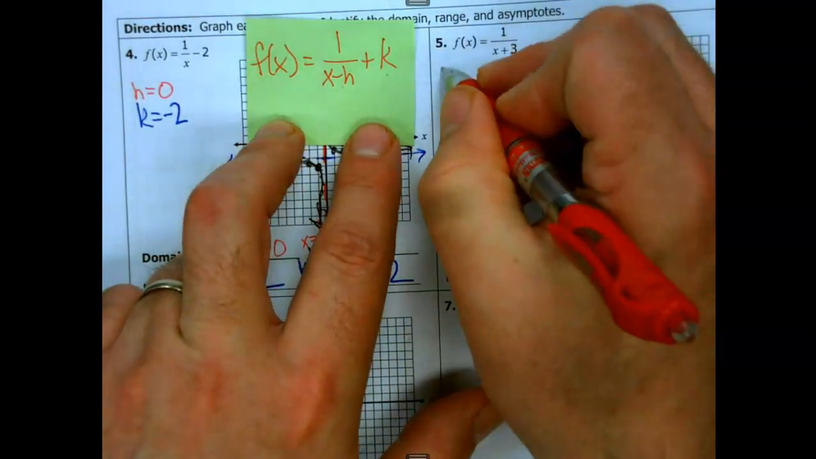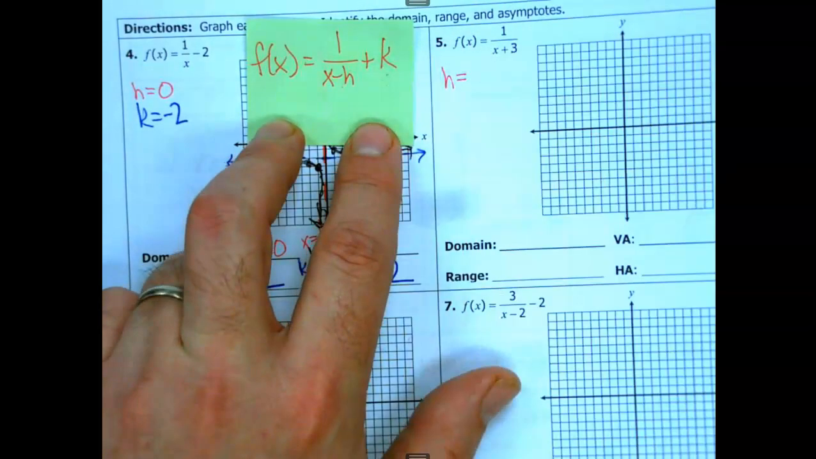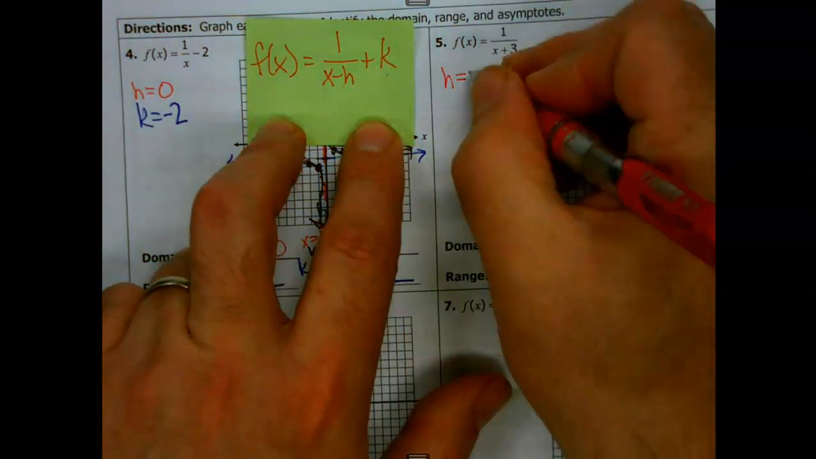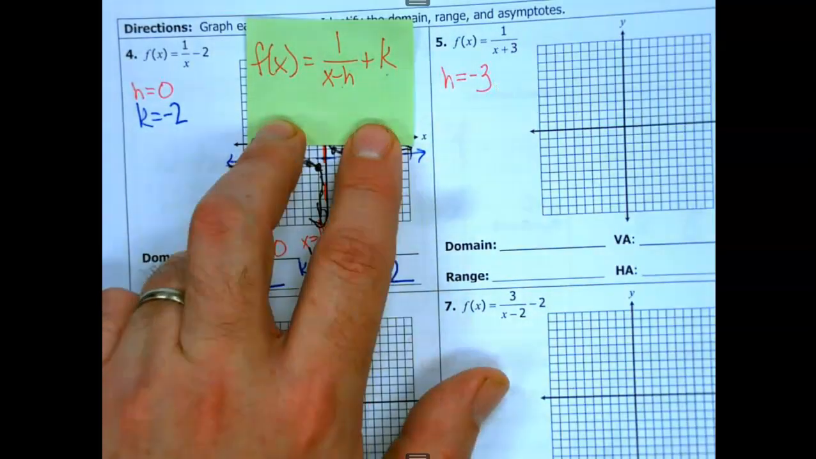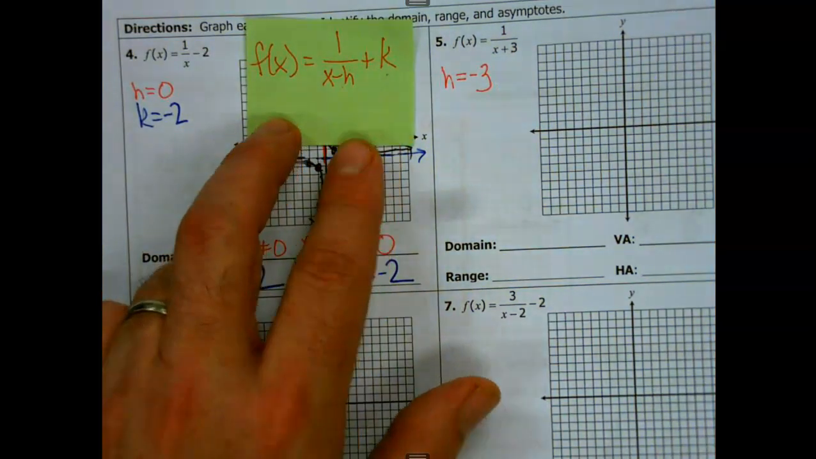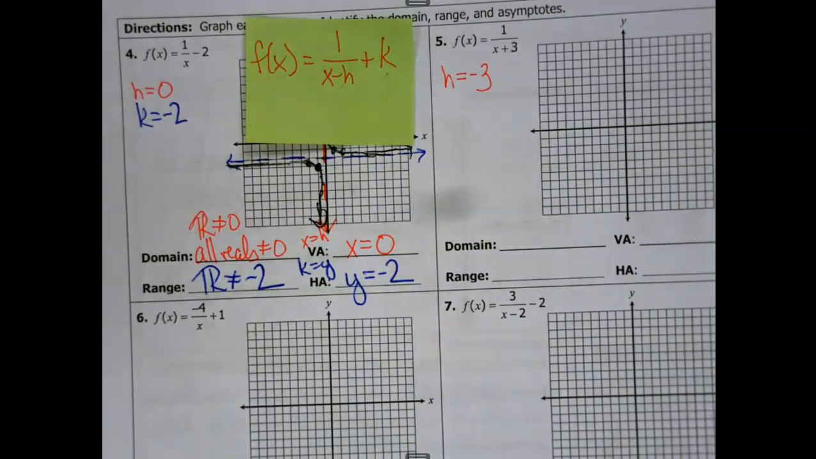But here's the thing. Your H value here is -3. Here's why. Notice your formula. This says x minus h, or the way I like to look at it, x and then take the opposite of what you see here. What's the opposite of 3? It's -3 is the actual h value. You're like, wait, how is that possible? That seems kind of messed up and weird.